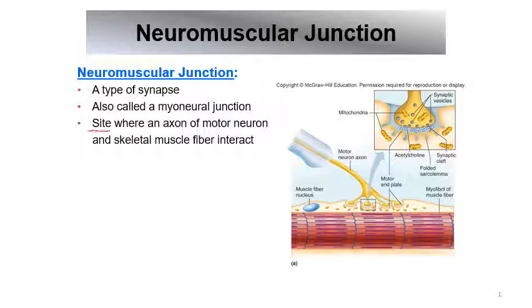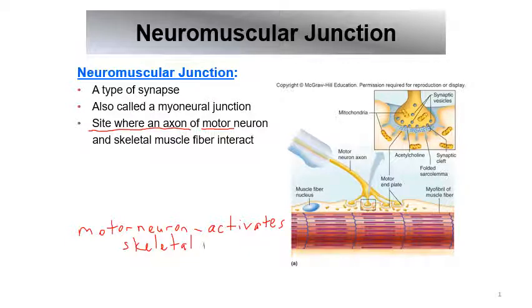But see here, I'm going to underline site where the axon. Axon means the end part of the nerve cell. And so we learned how the neuron means a nerve cell. And if it says a motor neuron, I'm going to write this at the bottom. Motor neuron just means the nerve cell that goes to activate the skeletal muscle. It activates a muscle.